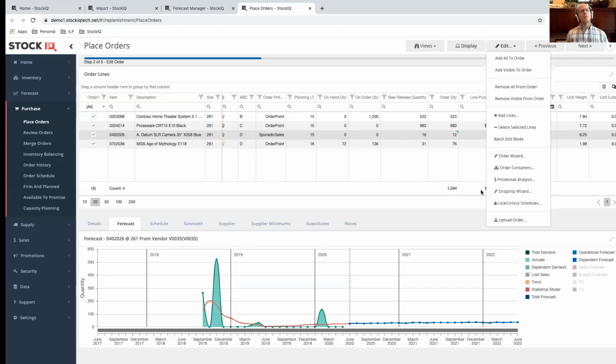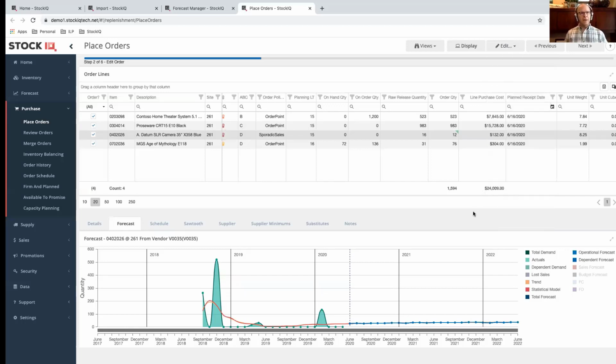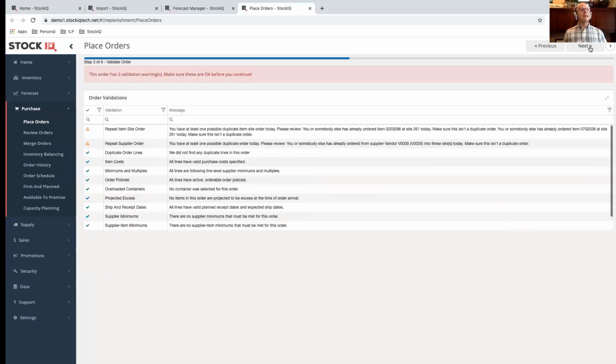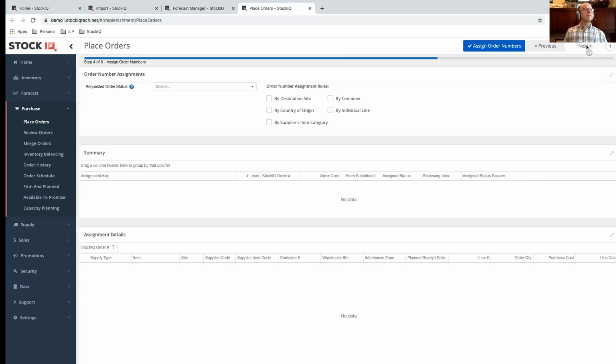In the StockIQ rhythm, though, what we're focused on is setting those forecasts, setting the inventory parameters, providing recommendations on what needs to be ordered, and then guiding this individual through the process, fully formatting up the order, ensuring that all the information is included.